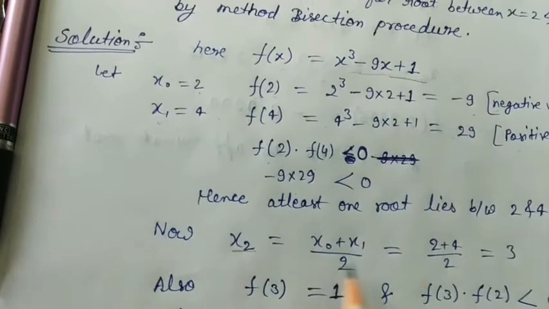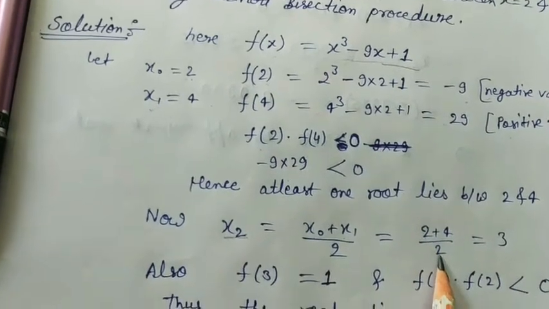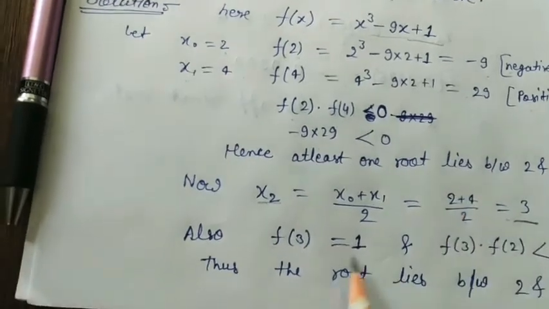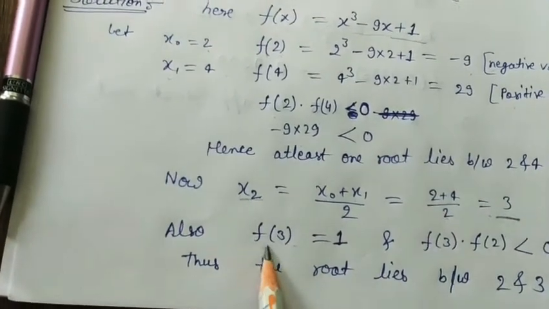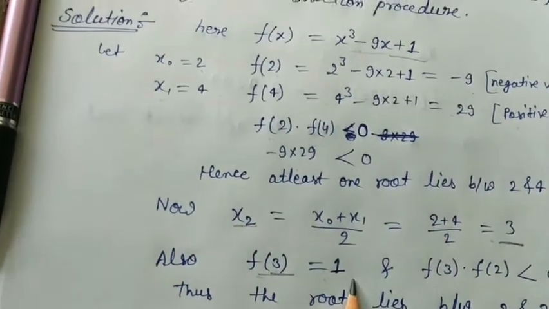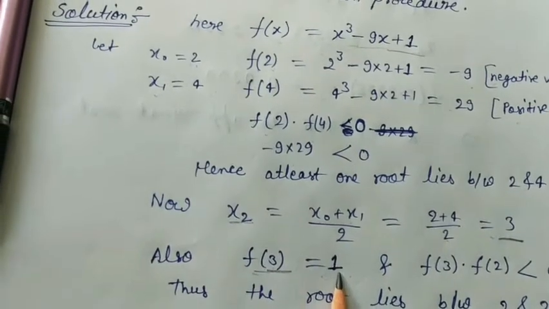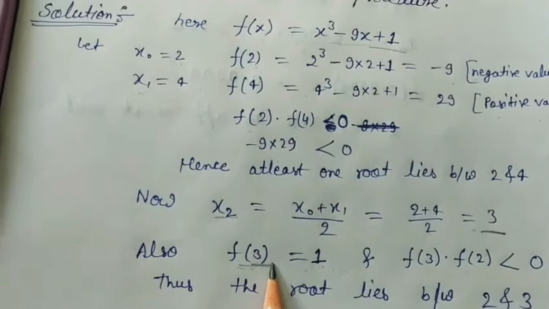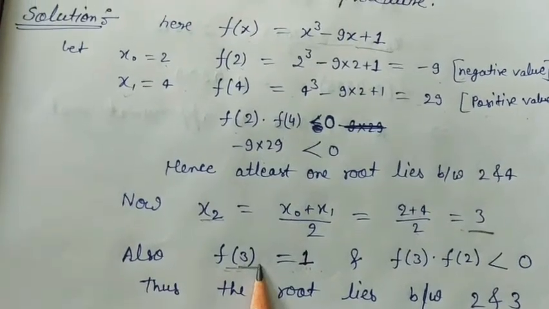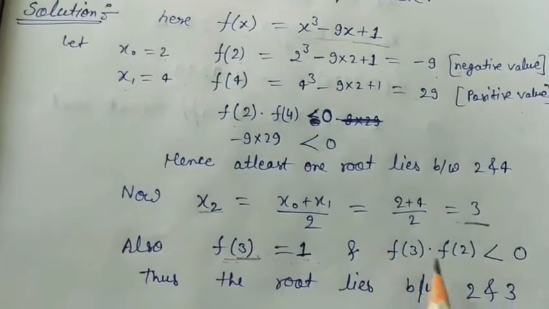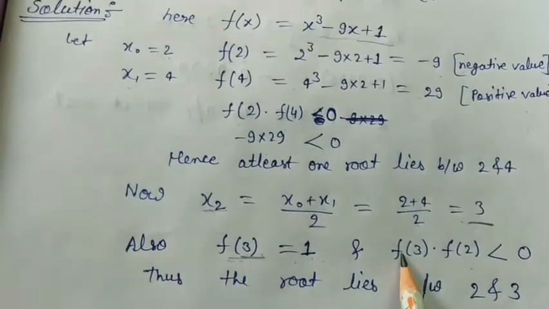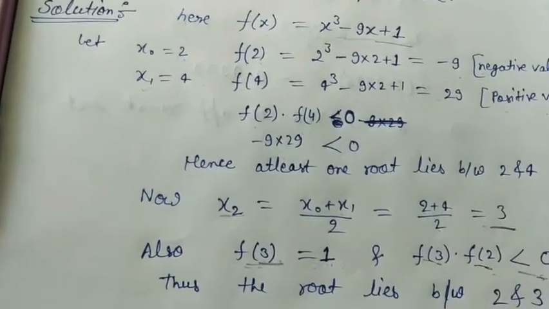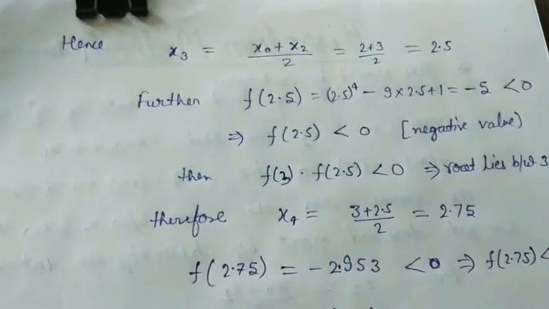(x0 + x1)/2, that is (4 + 2)/2, is equal to 3. And now find the value of f(x) at x equal to 3. We will get 1, and this is positive. Then the root lies between x equal to 3 and x equal to 2, because f(3) is positive and f(2) is negative and its product is negative. Thus the root lies between 2 and 3.